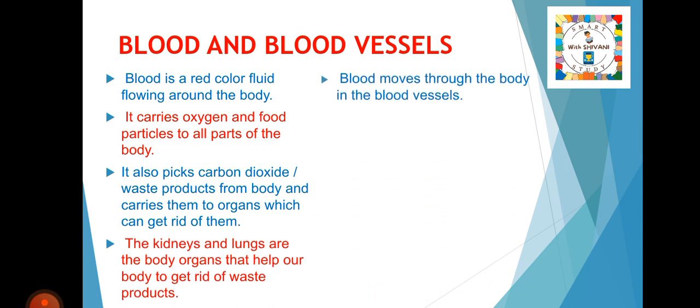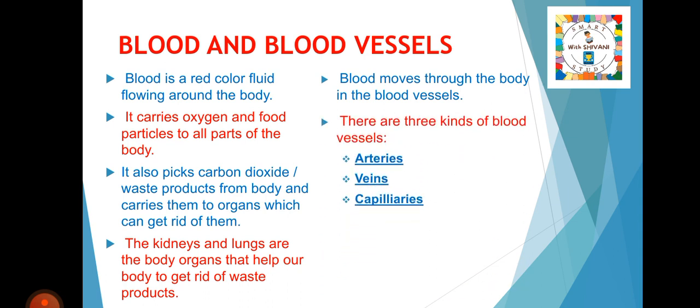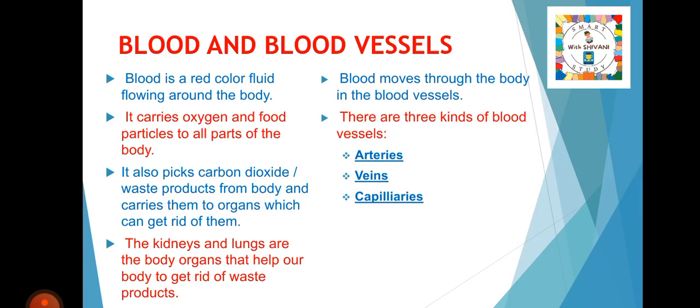About the blood vessels. Blood moves through the body in the blood vessels. There are three main types of blood vessels, that is arteries, veins and capillaries. Just to give a real life example, we all know that we have a tap in our home, and when we open that tap, the water comes out. So the tap is nothing but the blood vessels, and the water which is coming out of that is nothing but the blood. This is just an example to make you understand more easily.